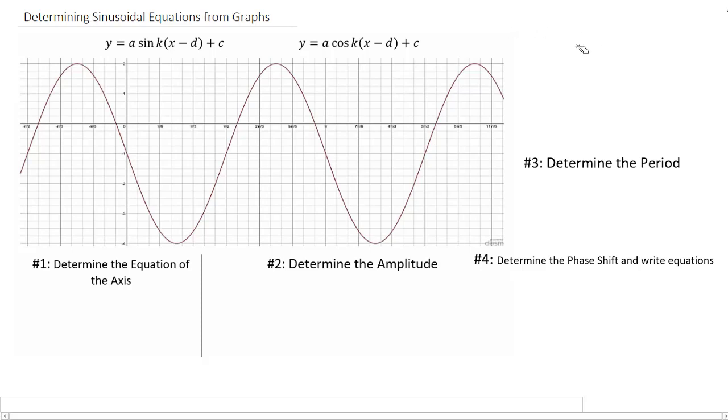Hi there. Today we're going to determine the equation of sinusoidal graphs. So we're going to do the inverse of what we did before. Before we were given an equation, we had to graph it. Now I'm giving you the graph, and you're going to have to find out the equation.